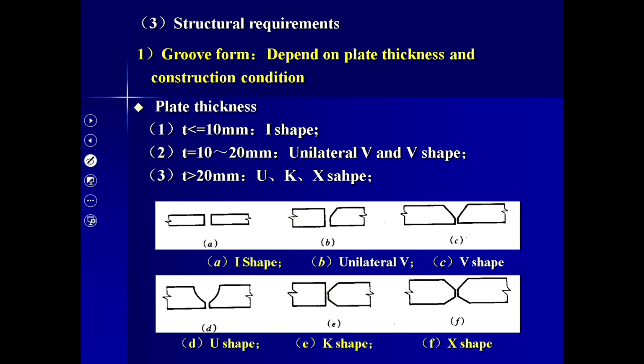For the stress structural requirements, the groove form depends on the plate thickness and the construction conditions. The plate thickness is normally smaller than 10 millimeters. For 10 to 20 millimeters, V and U shape, and bigger than 20 millimeters. For the thickness of the plate, we normally use the U shape, V shape, and X shape.